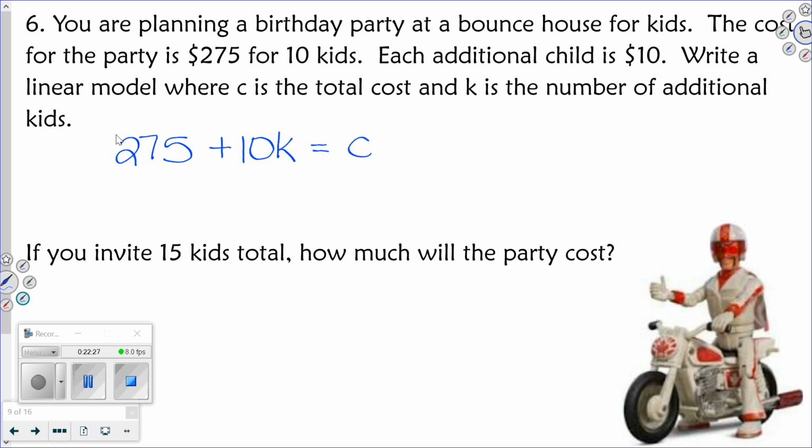cost. C, cost. Don't look at the second part yet, guys. I want just an equation. You should have 2 variables in it, just the equation. All right, so it's $275 right away, and then I have to pay an additional $10 for every kid beyond those 10. If you invite 15 kids total, how much will the party cost?